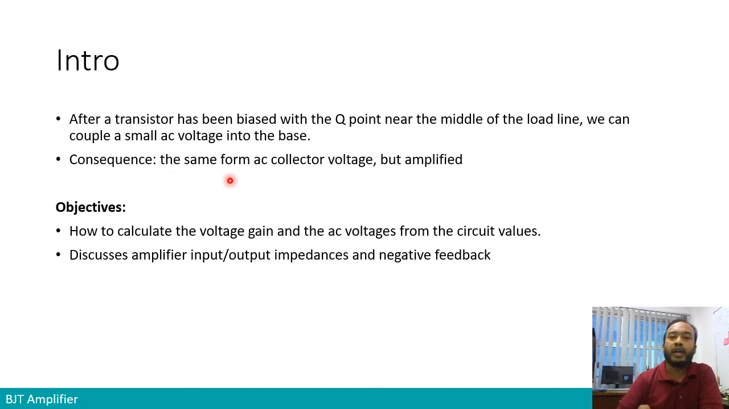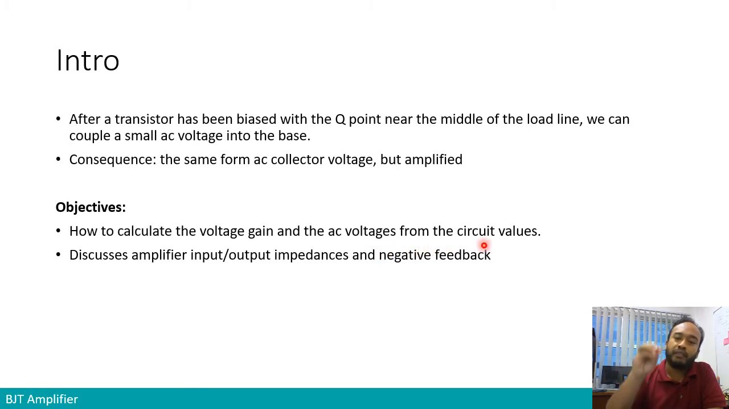Basically, we are going to have in the base and the collector the same form of AC voltage, but amplified with a higher amplitude. The frequency is going to remain the same, but the amplitude is going to be multiplied by the gain beta. The objective of today is first to see how we calculate that voltage gain. Before that, we look at a more exhaustive explanation of the components of a complete amplifier circuit.